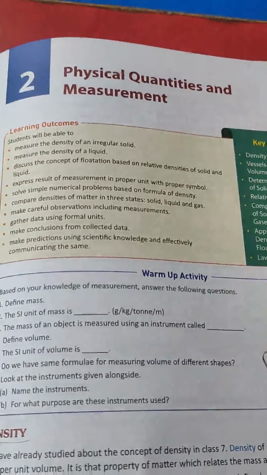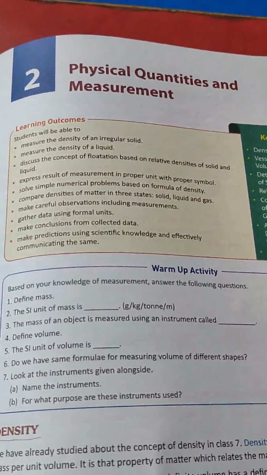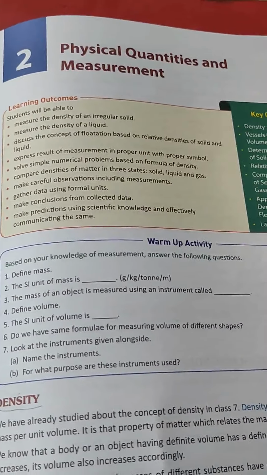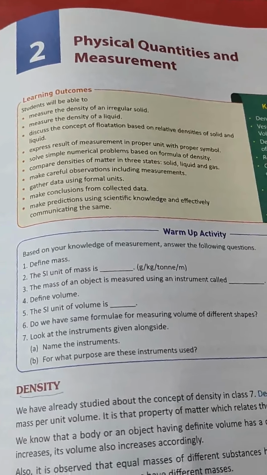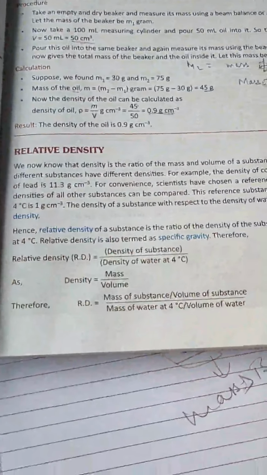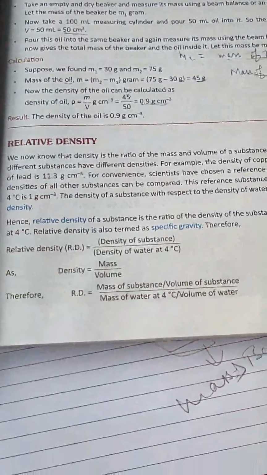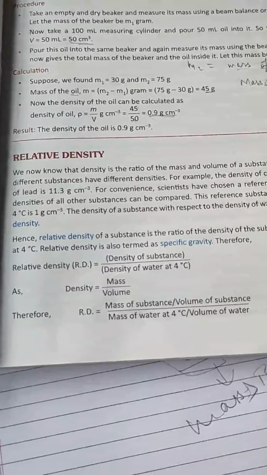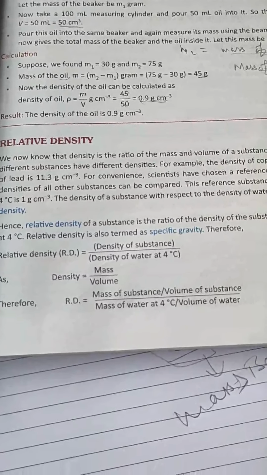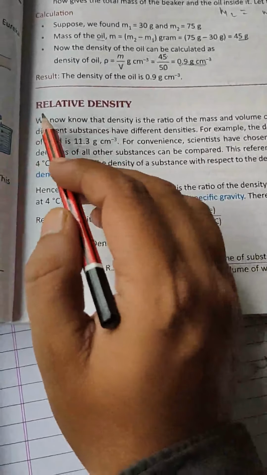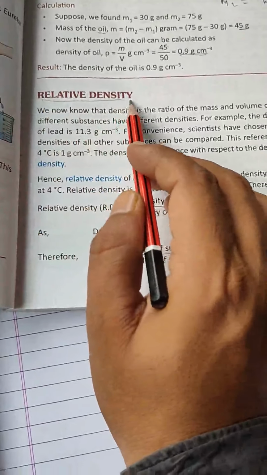Okay, hello students of class 8th, we are learning physics and doing our chapter 2, physical quantities and measurement, and we'll continue our chapter. Today our topic is relative density. Last time we learned how to find the density of regular and irregular solids and also the density of liquid. The next topic is relative density, and it is also an important topic.